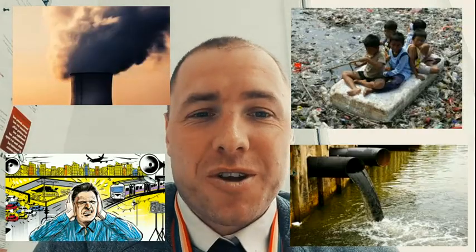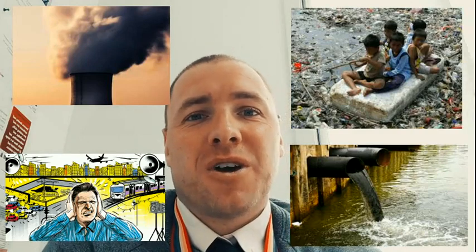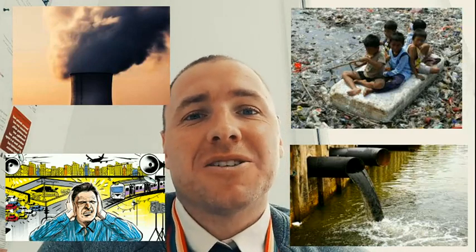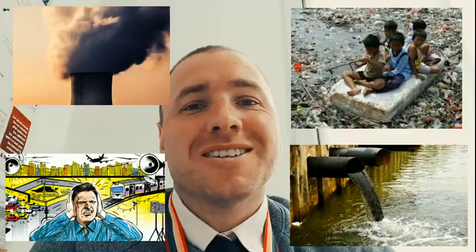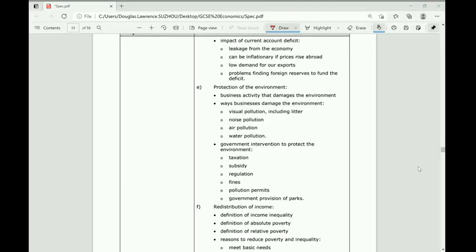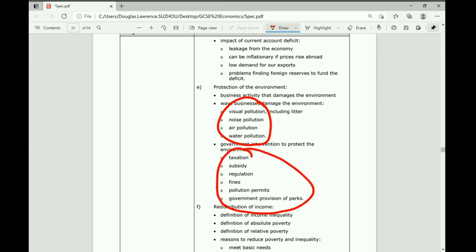In this video, we're going to look at how a government can try and resolve the negative externality of pollution. In this specification, we have the 4 types of pollution: visual, noise, air, and water. And then we have also suggested intervention, such as taxation, subsidy, regulation, fines, pollution permits, and provision of government parks. Obviously, there are more and other ways to stop pollution or help reduce pollution.